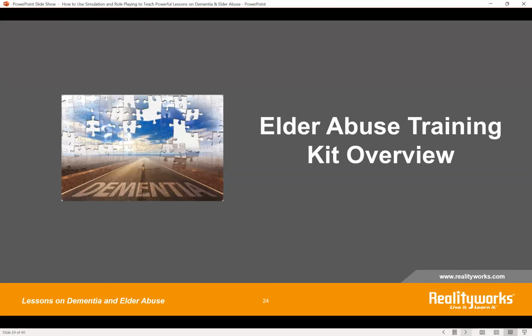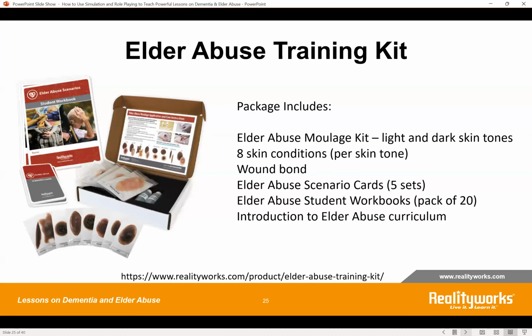So let's jump over to a different new kit we have. It's our Elder Abuse Training Kit. And this particular kit introduces your students to the 5 different types of elder abuse. It's a very unique kit because it addresses risk factors, how to identify and report abuse, how to prevent it when it's possible. Now, we have 8 different wearable wounds that you could adhere to a mannequin or even to people if you're going to role play with your students to create those realistic scenarios.